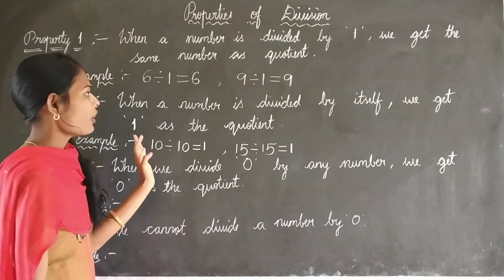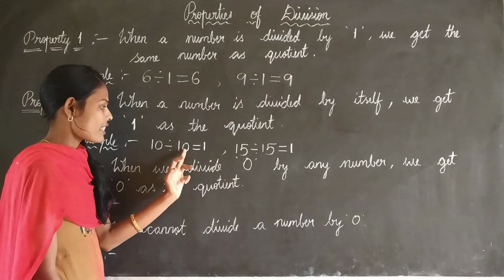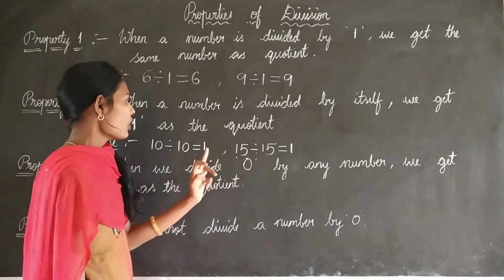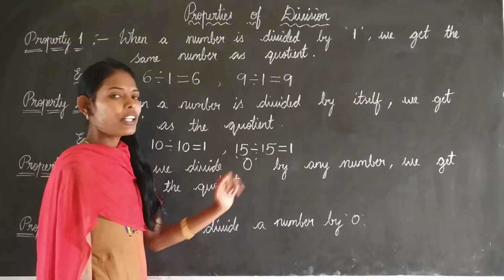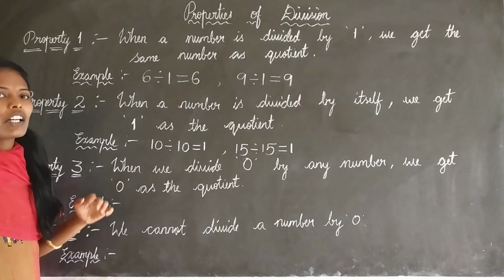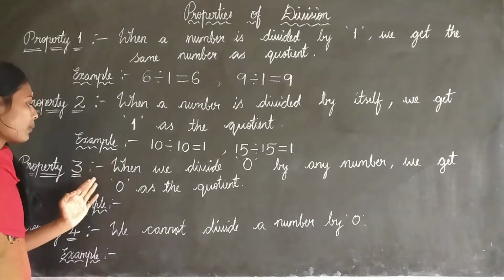Okay children, when a number is divided by itself, we get 1 as the quotient. This is the second property. Let's see the third property.